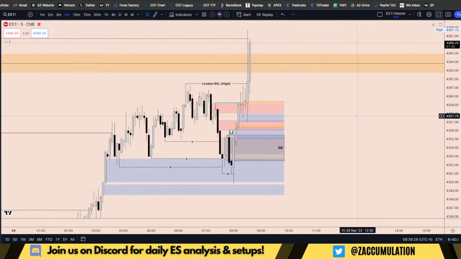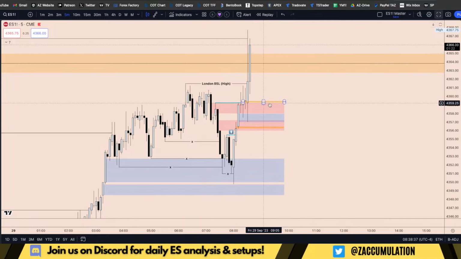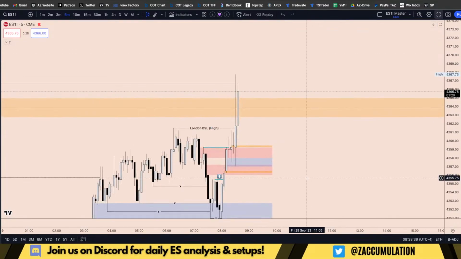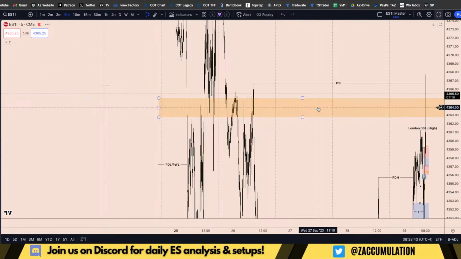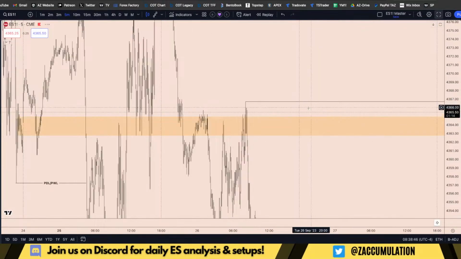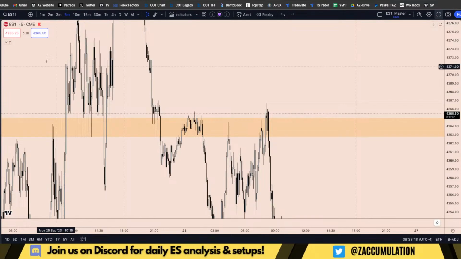Let's clear up some of the drawings. Breaker block, we do not need that. That's all the stuff we referenced for the long. And if we go further to the left here, what do we have on the 5-minute time frame?